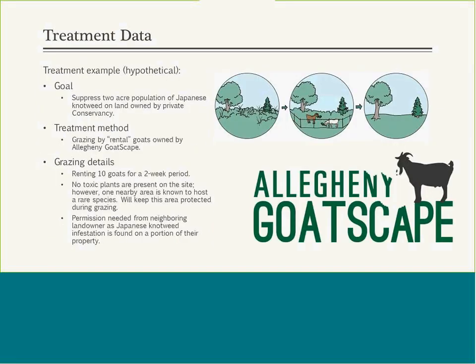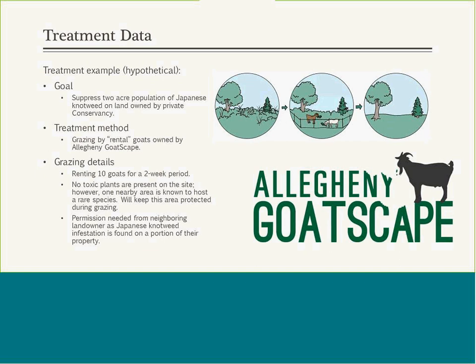Another hypothetical example. This company, Allegheny Goatscape, is owned by someone who works here at the Western Pennsylvania Conservancy. So I'm kind of advertising for him. So in this scenario, we're saying that we have to suppress a 2-acre population of Japanese knotweed on land that's being owned by a private conservancy. So the method we want to use is goats.